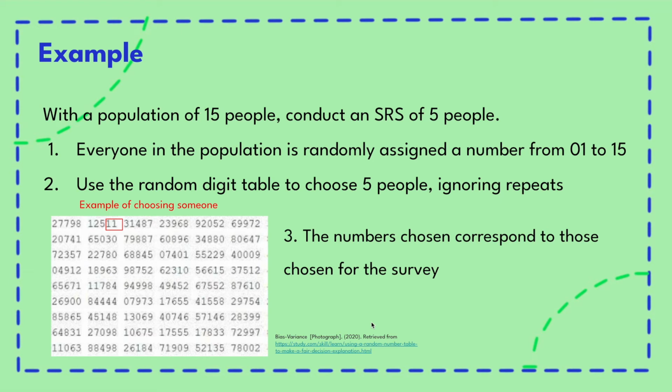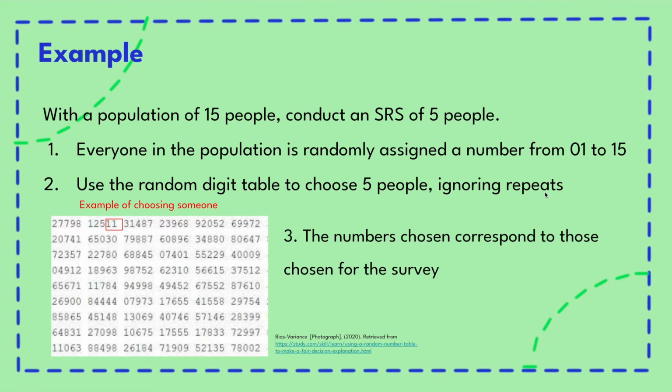Now, that might be a lot to take in with just a verbal description, so let's look at this with an example. With a population of 15 people, we're going to conduct an SRS of 5 people, and that means we want our sample size to be 5. First, everyone in the population is randomly assigned a number from 1 to 15, and we include this digit of 0 here as a placeholder in order to more effectively use our random digit table. Our next step is to use this random digit table to choose 5 people, our sample size, ignoring repeats.